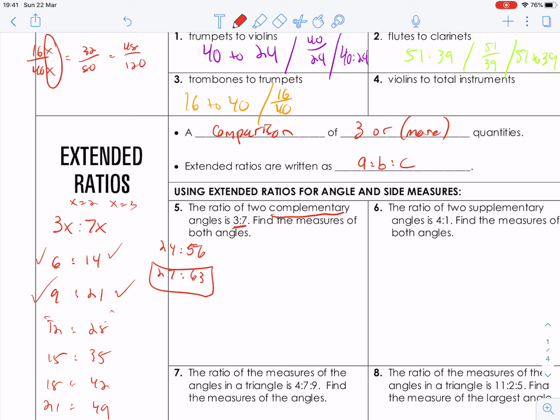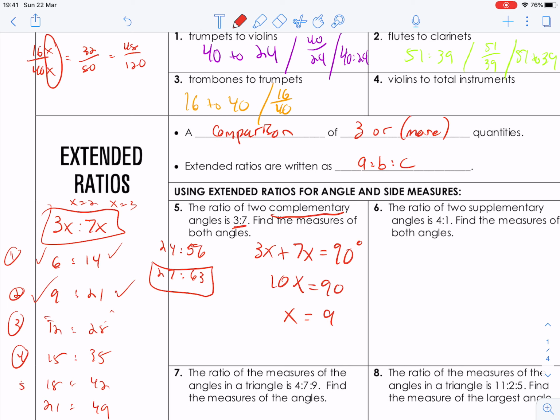There's an easier way. We know it's got to be 3x plus 7x equals 90. We don't know what x is, but we can solve now. So we get 10x equals 90. x equals 9. So let's check. x is 9.